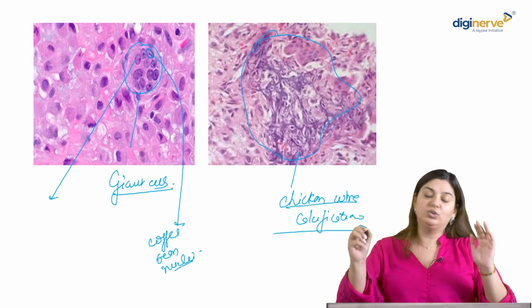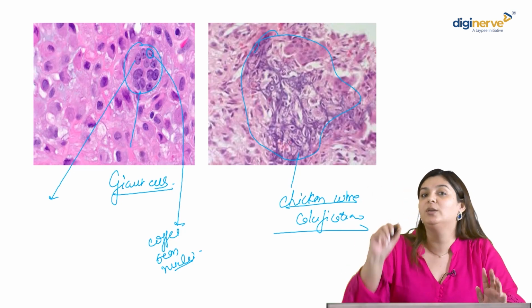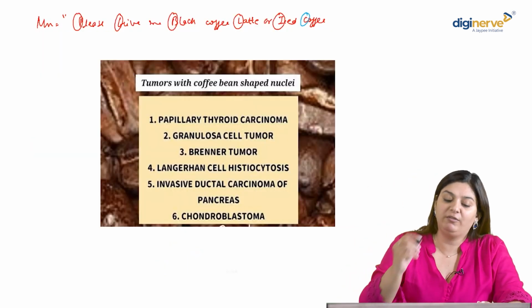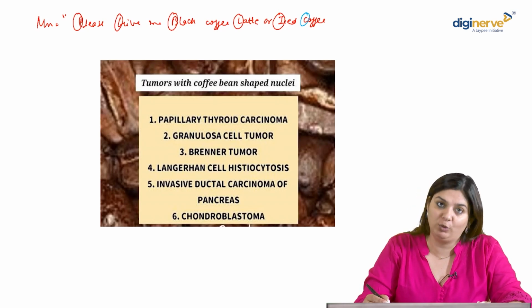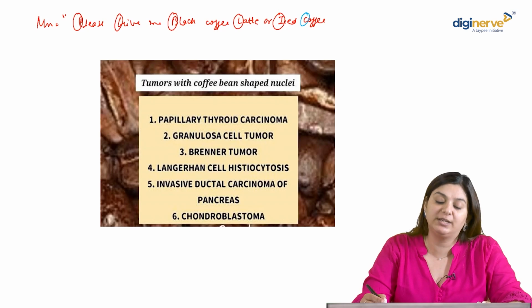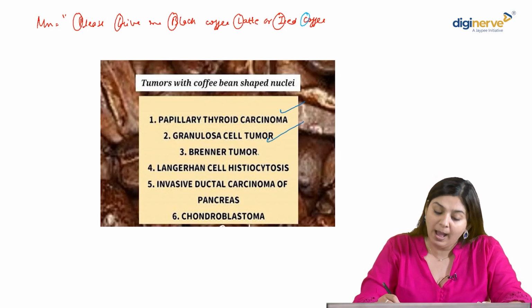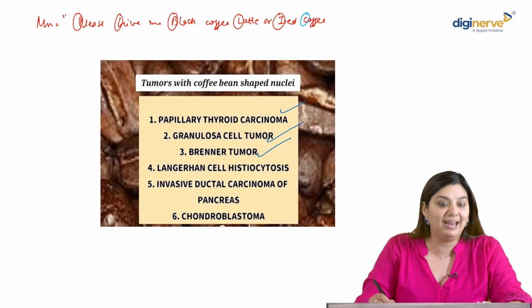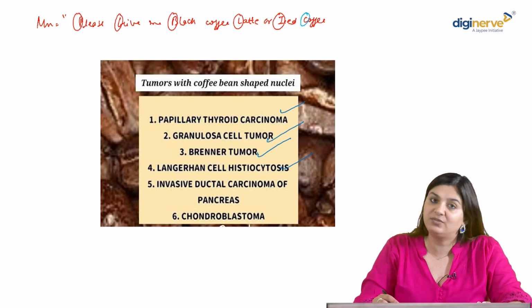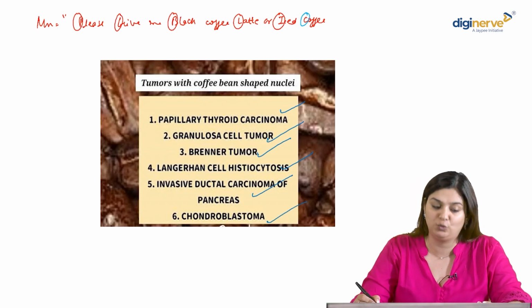Now till now students, at a lot of places we have studied the coffee bean nuclei as well as chicken wire appearances. First we will revise tumors with coffee bean shaped nuclei. The mnemonic says, please give me black coffee latte or iced coffee. So P for papillary thyroid carcinoma, G for granulosa cell tumor, B for Brenner tumor, L for Langerhans cell histiocytosis, I for invasive ductal carcinoma of pancreas, and C for chondroblastoma.